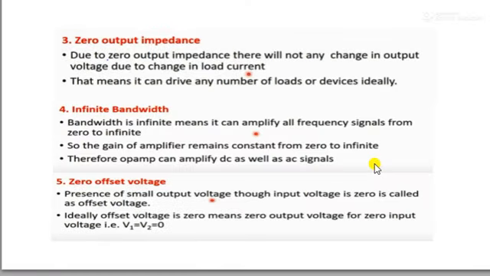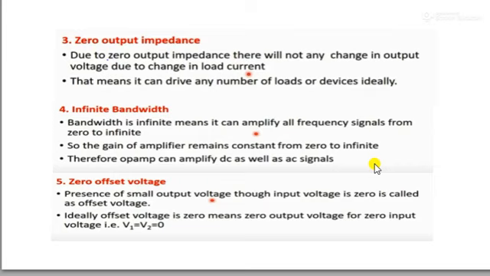Fourth one, infinite bandwidth. Here the range of bandwidth is from 0 to infinite. Infinite bandwidth means it can amplify all frequency signals from 0 to infinite, so the gain of the amplifier remains constant from 0 to infinite. Therefore the op-amp can amplify AC as well as DC signals.